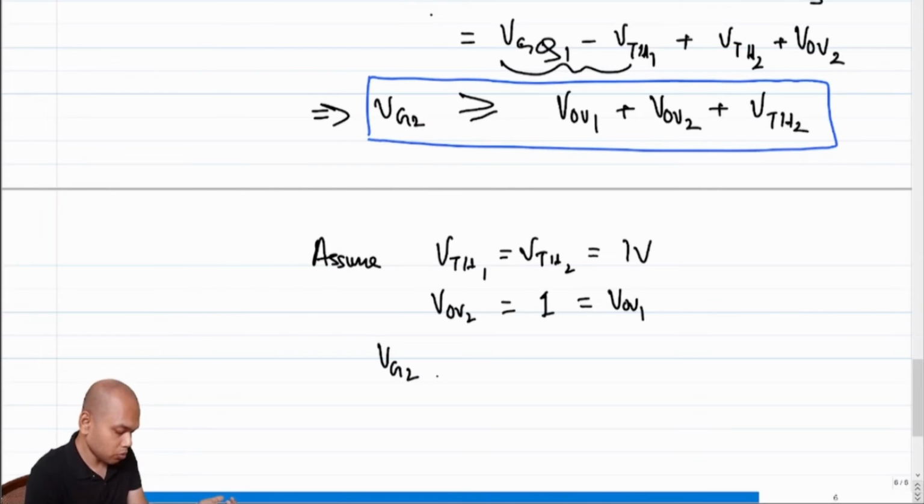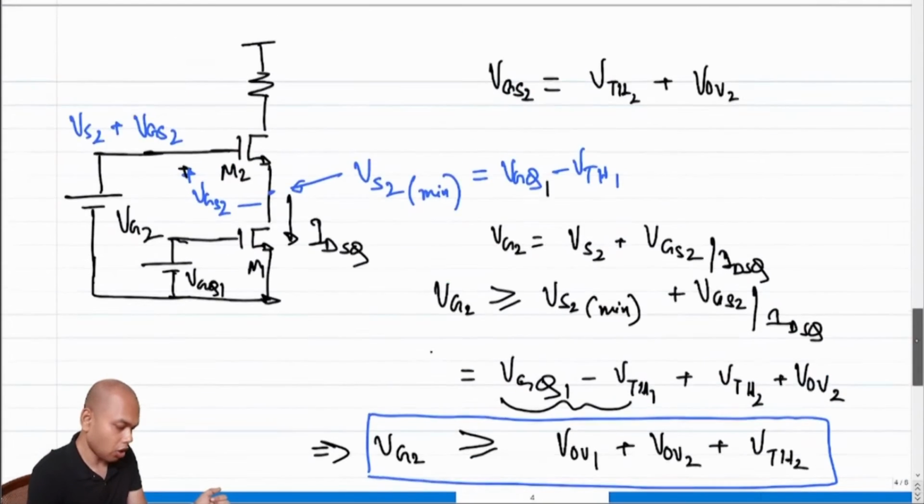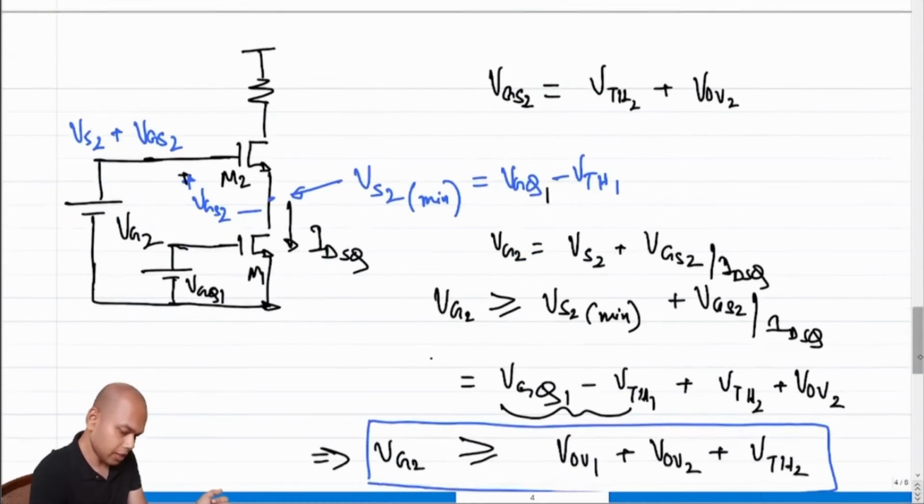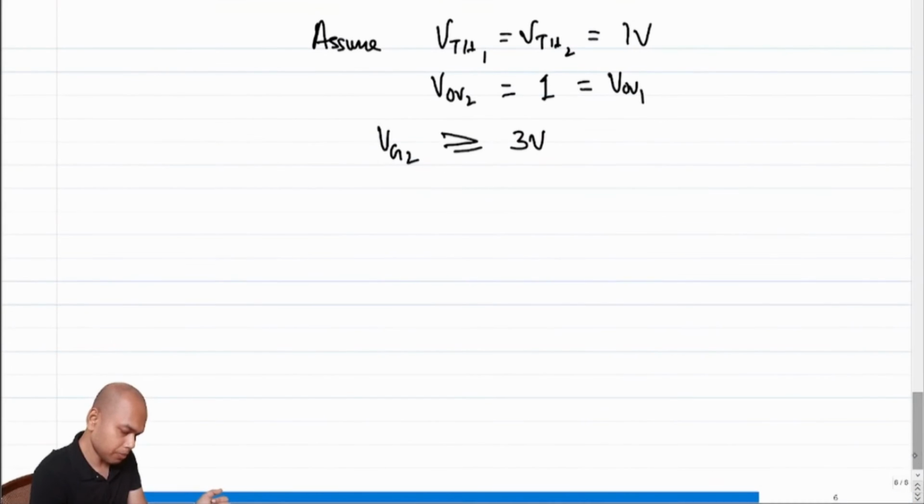So VG2 should be at least greater than VOV1, 1 volt, plus VOV2, 1 volt, plus VTH2, 1 volt, which means this should be at least greater than 3 volts. Correct? So what happens if, let's say, this is not 3 volts? Let me put the values together once more.